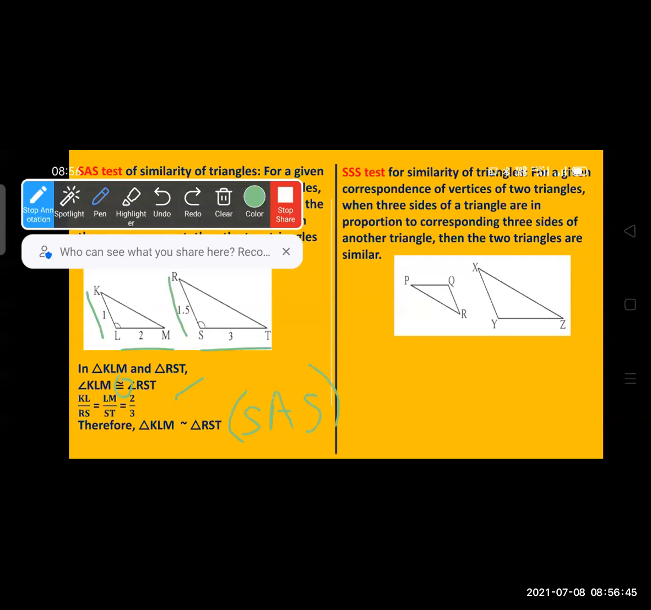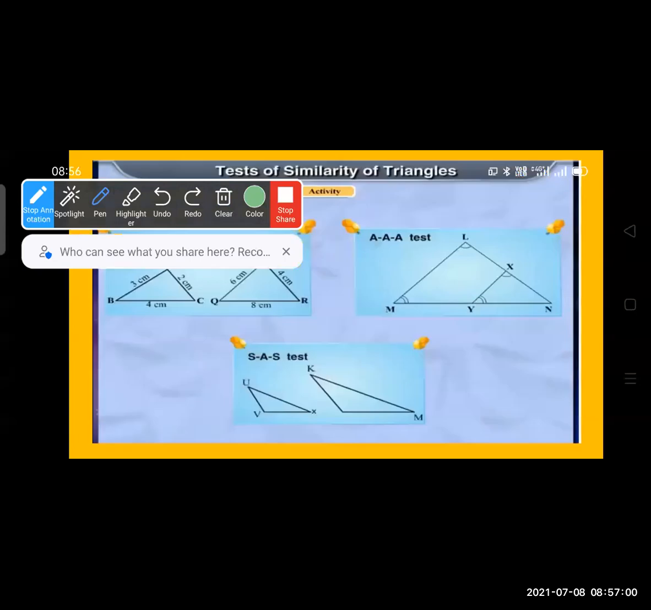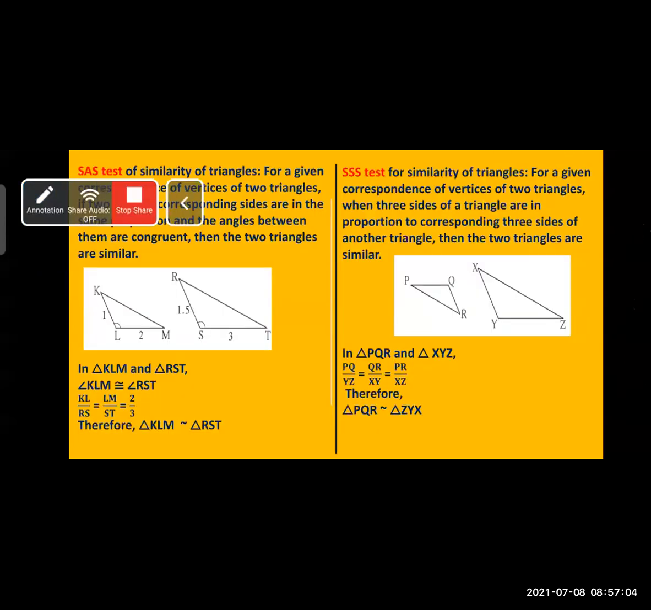Okay. Now the third one is the SSS test for similarity of triangles. For a given correspondence of vertices of two triangles, when the three sides of a triangle are in proportion. So here three sides are in proportion, three sides. First we consider triangle PQR and triangle XYZ. Okay.